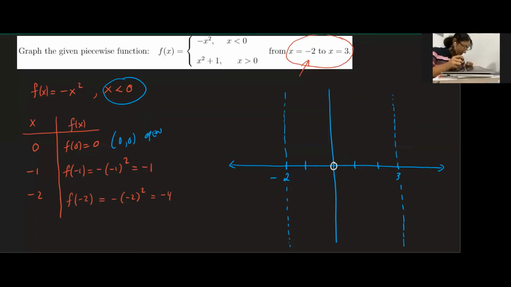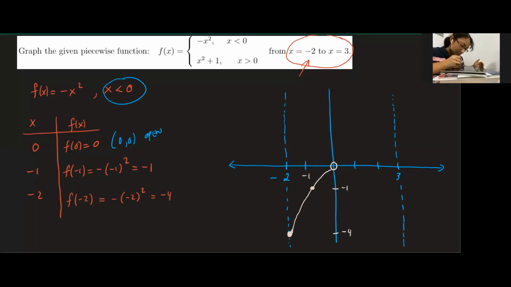And then we plug the -1 into our function. We get -1. So -1 is right here. So that's this point. And then -2, we got -4. Let's say that's this point right here. And we can't exceed any more because the interval has to end at -2. And we connect them by making a parabola because x squared is a parabola.